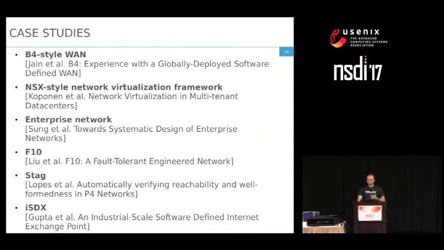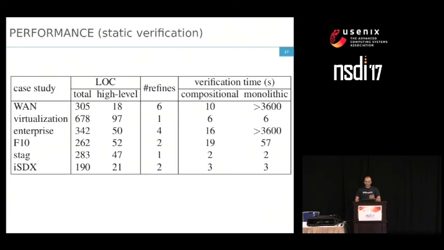So let's look at some of the results from these experiments. The first thing I want to point out is that in all cases, we were able to specify network behavior, including all the refinements, in only a few hundred lines of code.